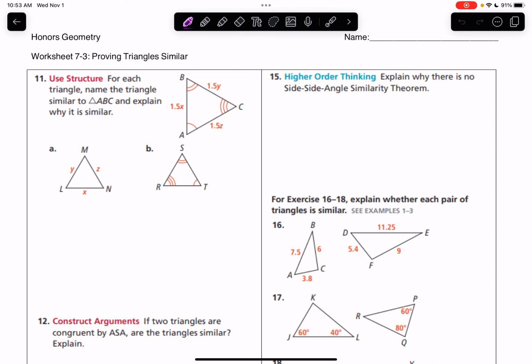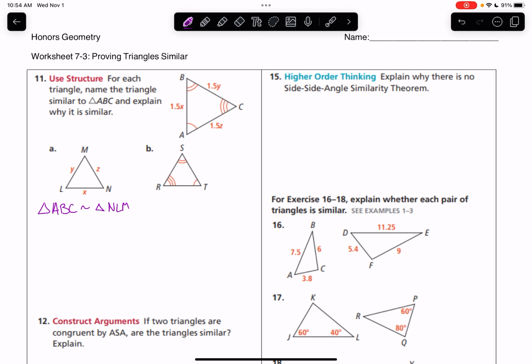When it says name the triangle, it wants us to write a similarity statement because it wants us to practice writing in the correct order. So for letter A, I can say the original triangle ABC is similar to triangle, and then when I look at this, I see where the X, the Y, and the Z are. So A to B is X, and then B to C is Y. So I just have to go X to Y to Z. So that would be N, L, that's X to Y, M. And then I have to say Y.